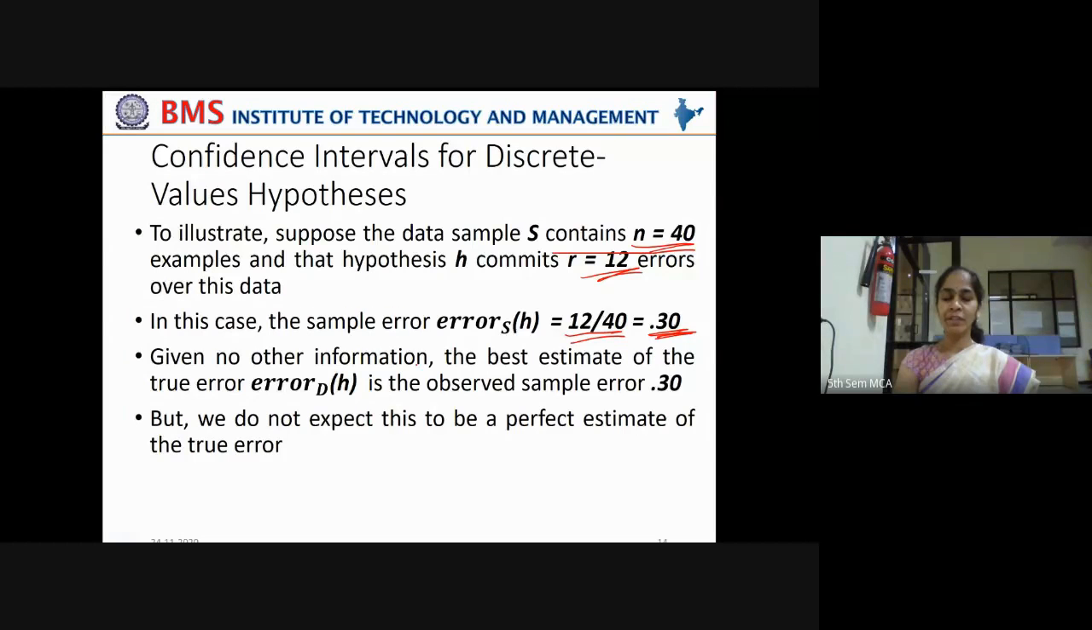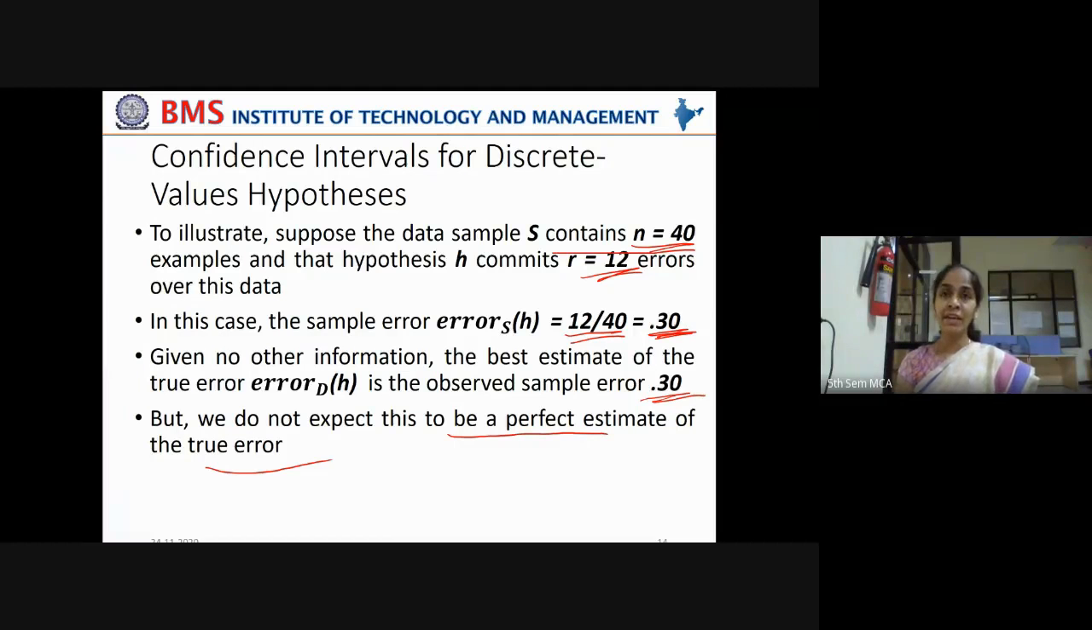Now, given no further information, the best estimate of the true error is the observed sample error 0.30. No further information is given. In that case, what is your assumption? According to statistical theory, you assert that your sample error is equal to the true error. Means your sample error here is 0.30, and even your true error would be 0.30. I say would be; I'm not still saying it will be. But we do not expect this to be a perfect estimate of the true error.